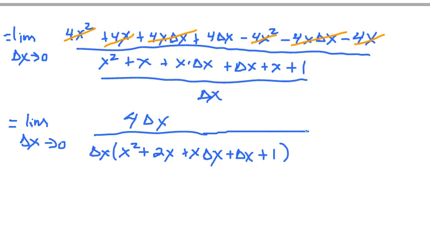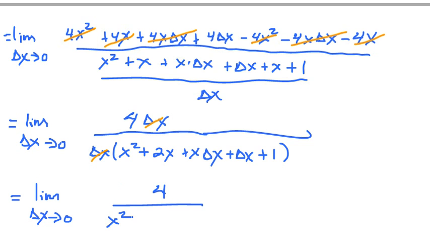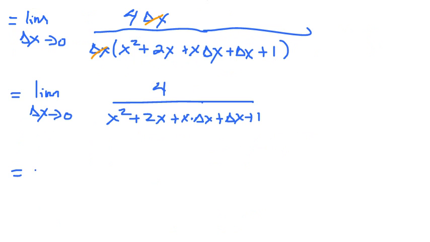Alright, now the reason I didn't distribute this delta x across is because, as you can see here, we can cancel this delta x out. Those guys can cancel out. Okay, and so now we're left with the limit as delta x approaches 0 of 4 over x squared plus 2x plus x delta x plus delta x plus 1. Now we can finally take the limit. We can finally take the limit by plugging 0, doing the direct substitution in, plugging 0 in here, 0 in here.